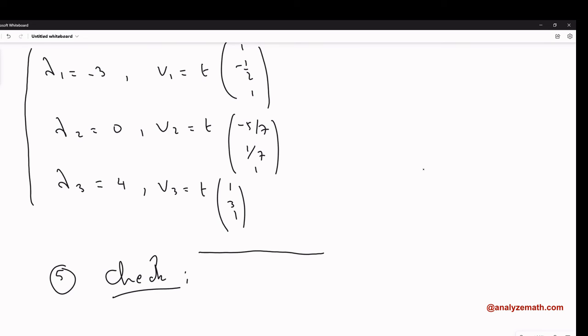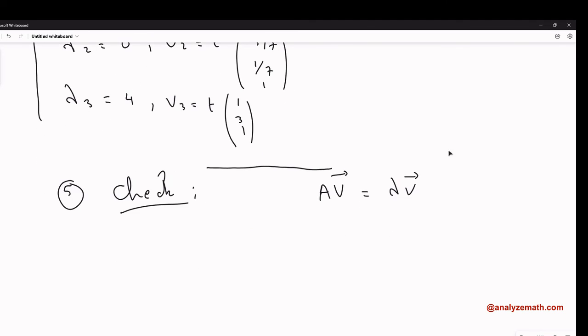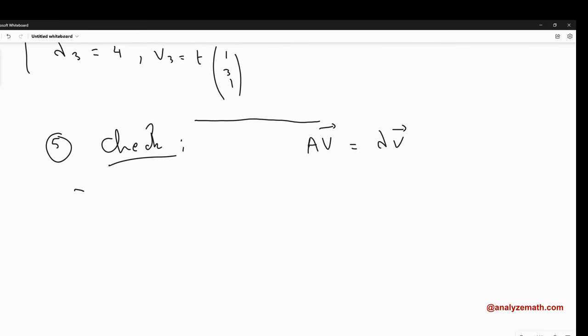Good. Now remember, the main equation, the starting equation, was A v equals lambda v, and this is what we have to check right now. Let's start by putting A here first. So A equals [negative 1, 2, negative 1; 2, 3, 1; negative 1, 2, negative 1]. Now let's do lambda 1 and v1.